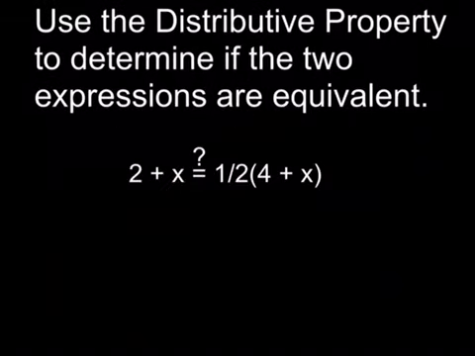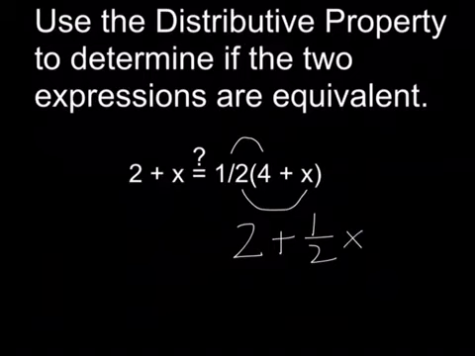Now we're going to see if we can use the distributive property to see if these two expressions are equivalent. This expression here and this expression here. So, of course, we need to distribute. Here, it's the 1/2 on this side that needs distributing. So we're going to multiply that 1/2 in, and 1/2 times 4, what's 1/2 of 4? That would be 2, plus 1/2 of x. The way you'd write that is just 1/2 x.